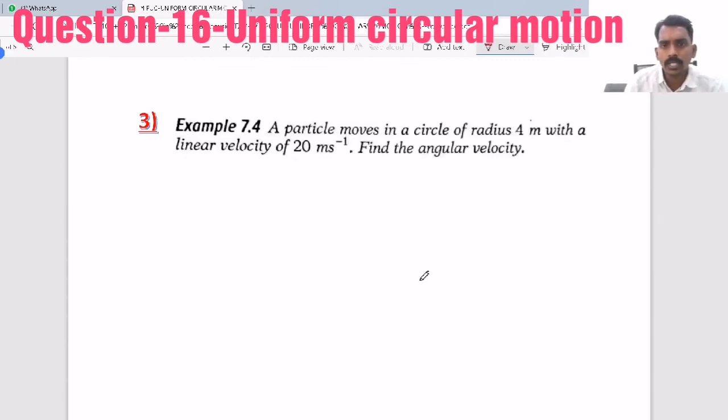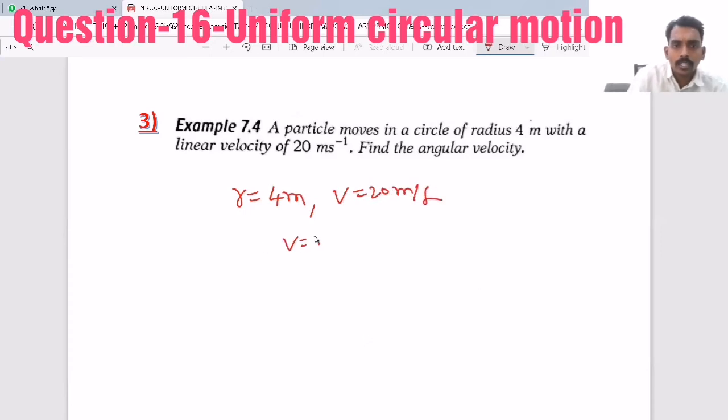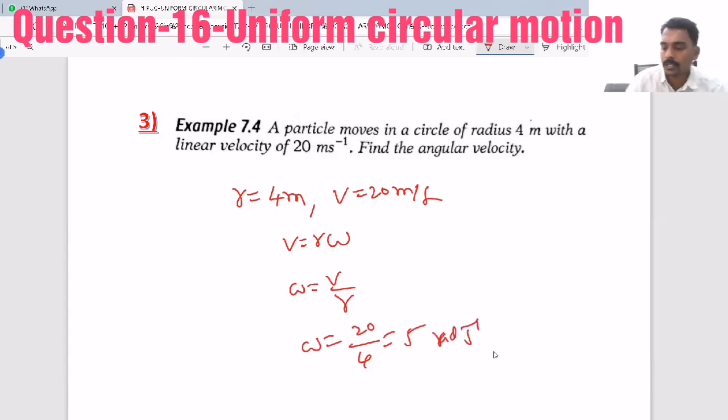Now, a particle moves in a circle of radius 4 meter with a linear velocity of 20 meter per second. Find the angular velocity. Now V equal to R omega, so omega equal to V by R, so omega equal to 20 by 4. How much? 5 radian per second. This is the angular velocity.